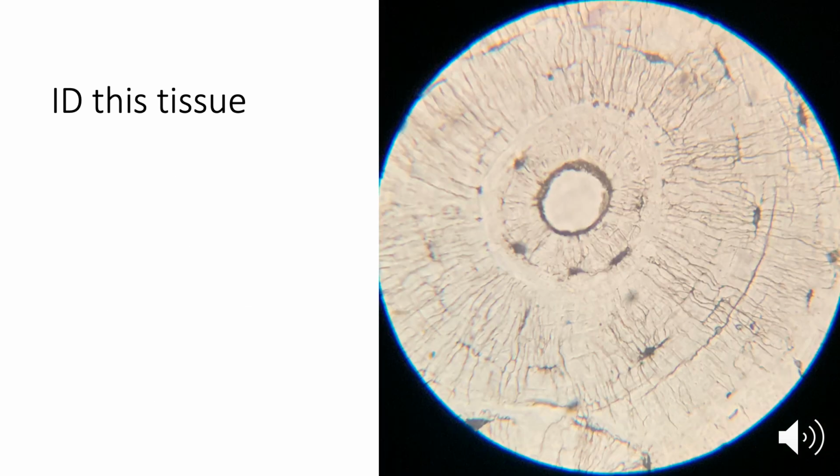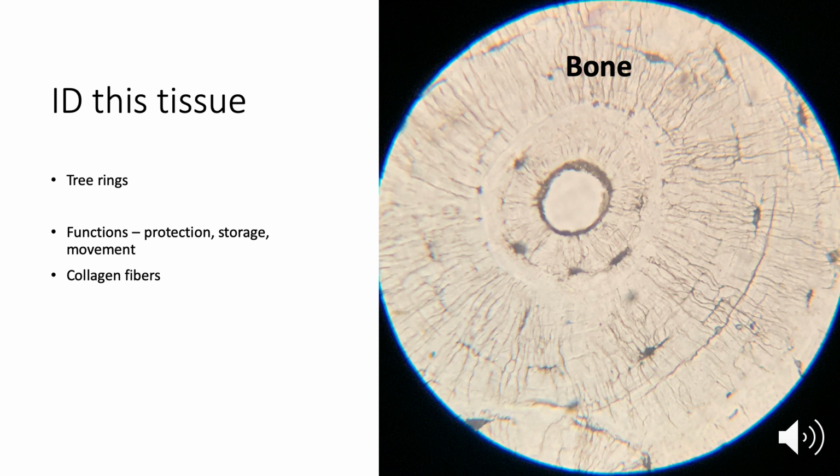Next is another one that I think is pretty distinctive. We've got those tree rings. This is bone. Bone protects, stores, and provides for movement. The fibers that are in bone are collagen fibers. You don't see those super well here because they're embedded in this calcified matrix, but collagen fibers are contained in bone. We'll talk more about bone in our next unit.